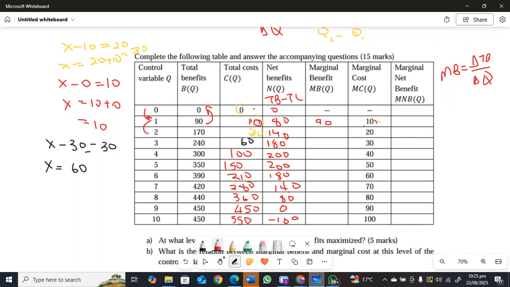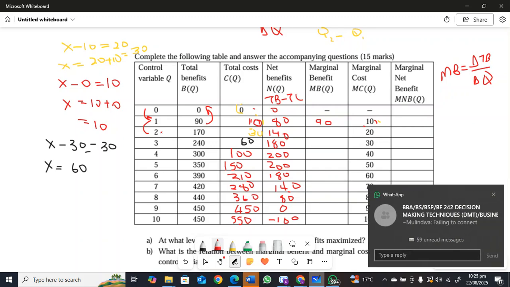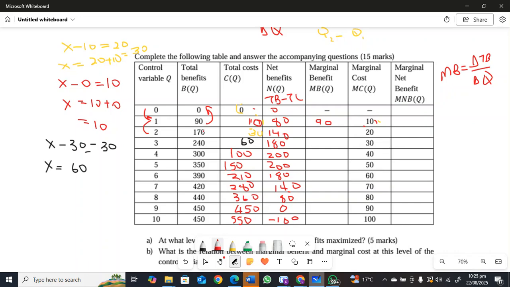When you move from 1 unit to 2 units, our total benefits increase from 90 to 170. I want to find out what's the extra benefit this second unit has brought. So you say 170 minus 90, that is 80. So this second unit we've produced has brought an extra benefit of 80 and an extra cost of 20.